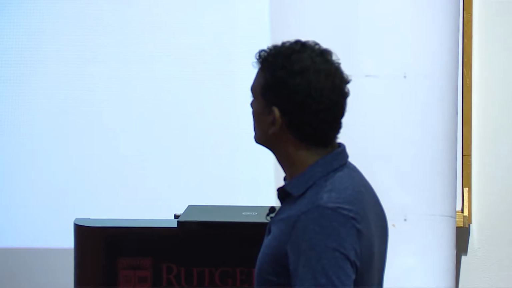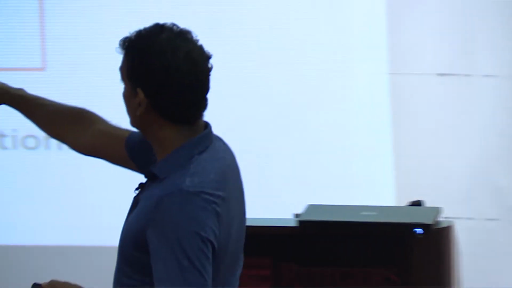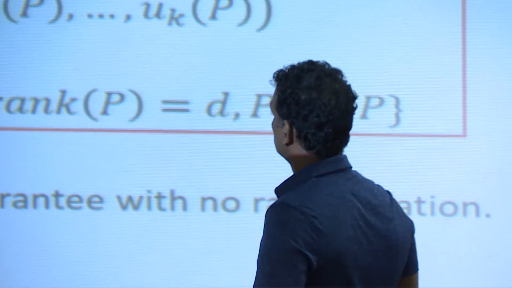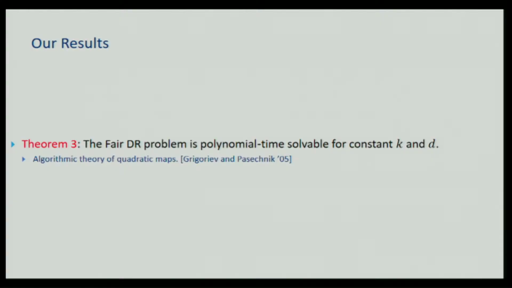And the different groups have different objective values if k is greater than 2, potentially? Yeah, the u's can be anything you want as long as they're linear. Okay. Then, in fact, using a classical theory of quadratic maps, this fair dimensionality reduction problem is polynomial time solvable for constant k and d. So if k and d are constant, then it's polynomial solvable.